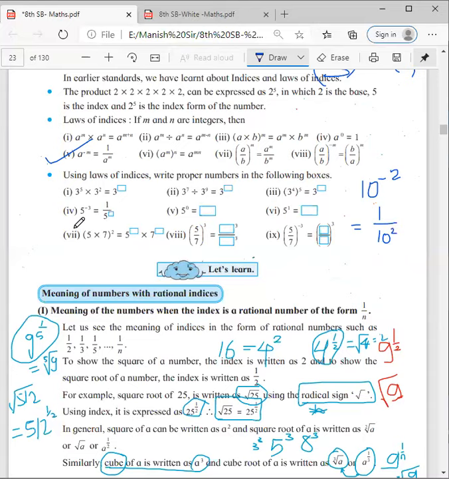Understood what I'm saying? If I get a raised to minus 2, I can write 1 upon a raised to plus 2. If I get a raised to minus m, that can be written as 1 upon a raised to plus m. Understood this one? Yes or no? Is it clear?